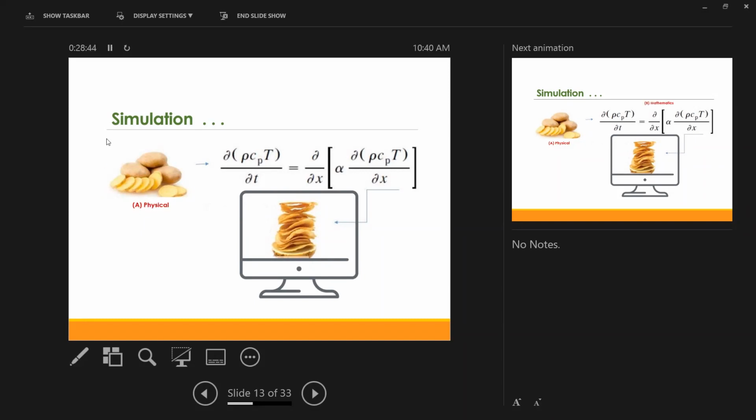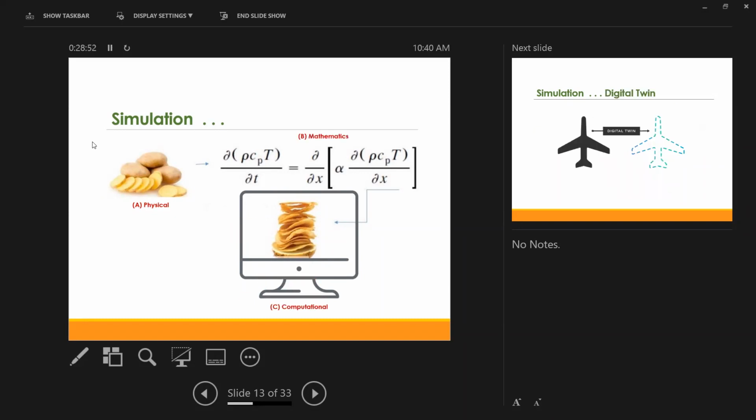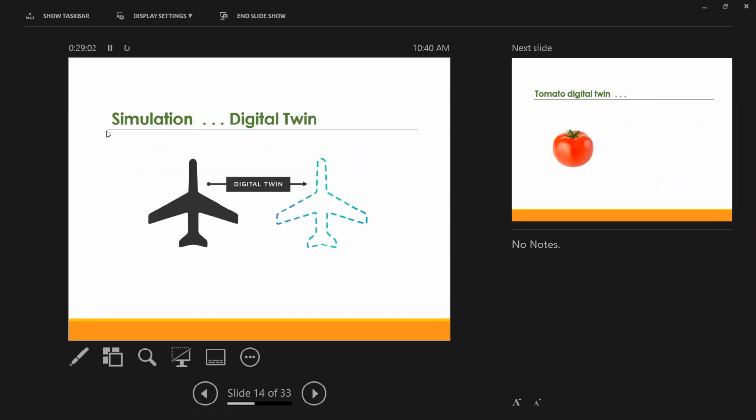Firstly, we understand the physics of any phenomenon. Physics first, the physical process. Then we turn it into mathematics, then we put it into computer. And when it gets into the computer, we can optimize the process, we can optimize the product. This is what I've been doing for 15 years now.